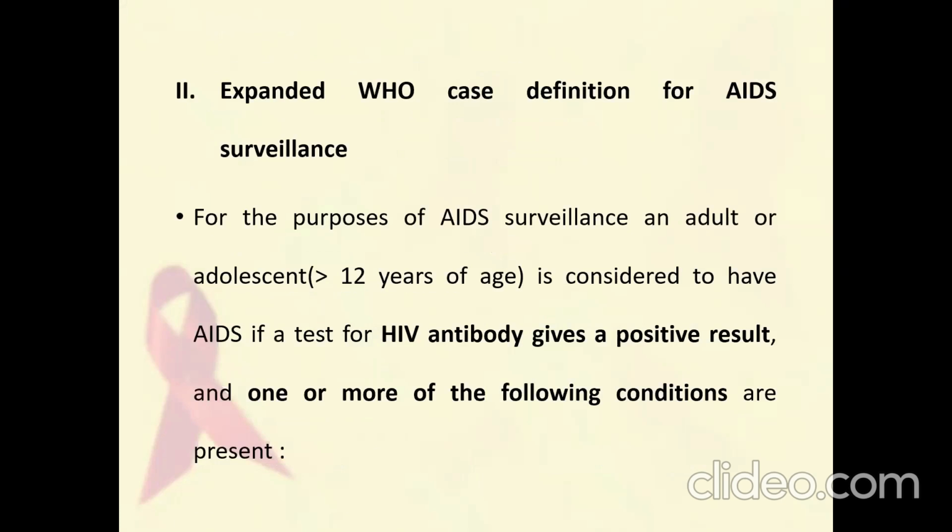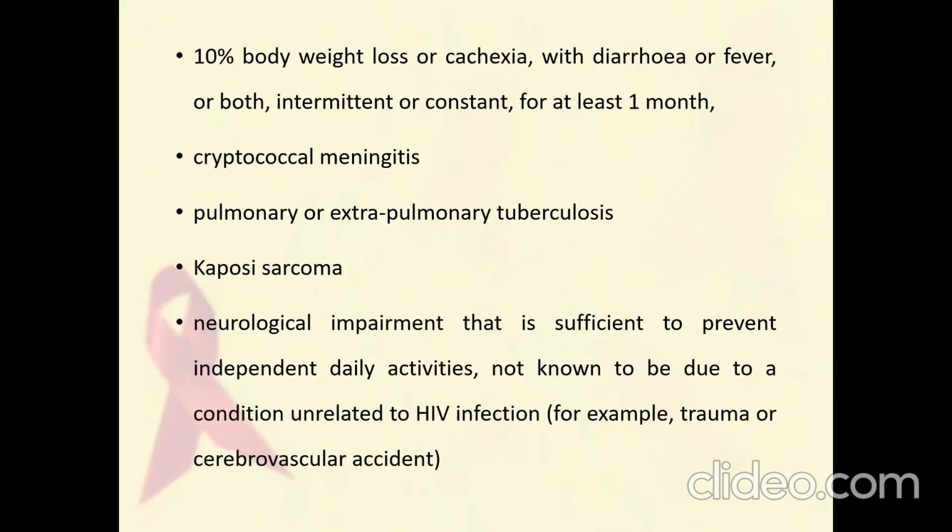The expanded WHO case definition for AIDS surveillance: for the purpose of AIDS surveillance, an adult or adolescent more than 12 years of age is considered to have AIDS if the test for HIV antibodies gives a positive result and one or more of the following conditions are present: 10% body weight loss or cachexia with diarrhea or fever or both, intermittent or constant fever for at least 1 month, cryptococcal meningitis, pulmonary or extrapulmonary tuberculosis, Kaposi sarcoma, neurological impairment that is sufficient to prevent independent daily activities, not known to be due to conditions which are not related to HIV infection. For example, neurological impairment due to trauma or cerebrovascular accident.